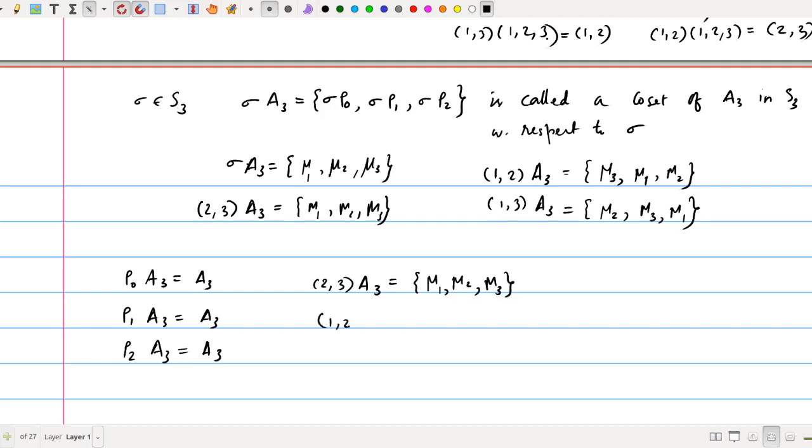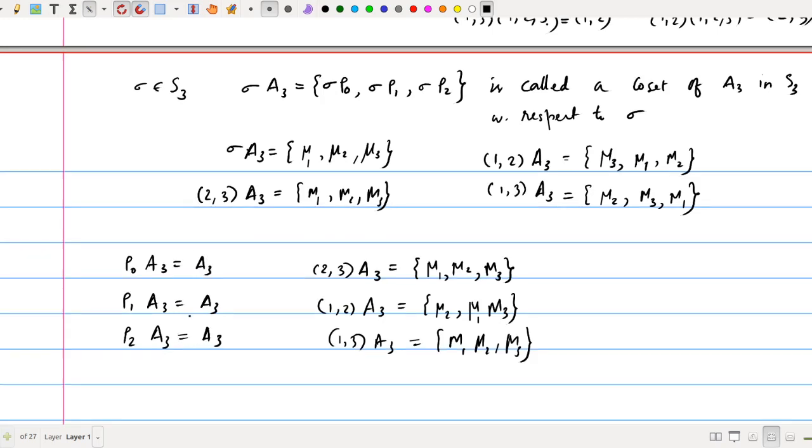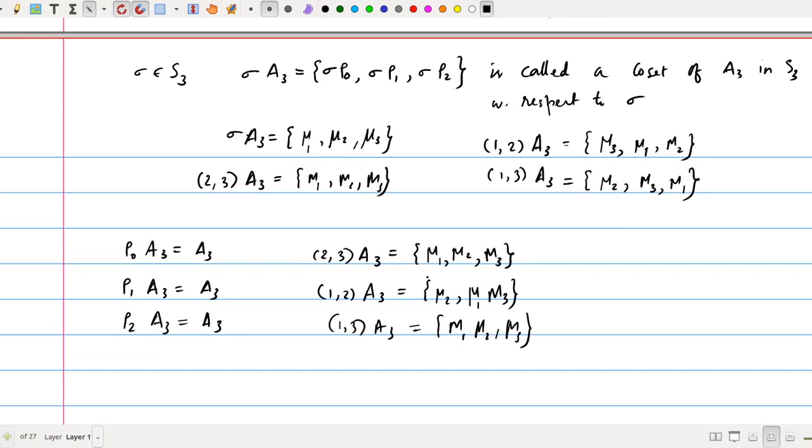Similarly (1 2) times A3 will give again mu 1, mu 2, mu 3, the same set, mu 2, mu 1, mu 3. Similarly (1 3) times A3 is again mu 1, mu 2, mu 3. So when you consider these cosets, these are all possible cosets of A3. You can see that these cosets are all the same in this case, and in the other case we will have mu 1, mu 2, mu 3. So we can say that there are two distinct cosets of A3. One corresponds to A3, and the next corresponds to the set mu 1, mu 2, mu 3.